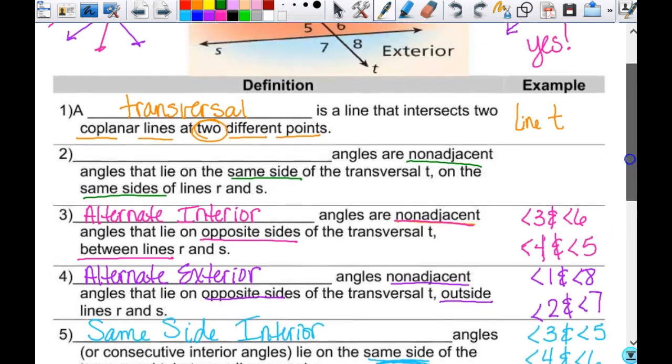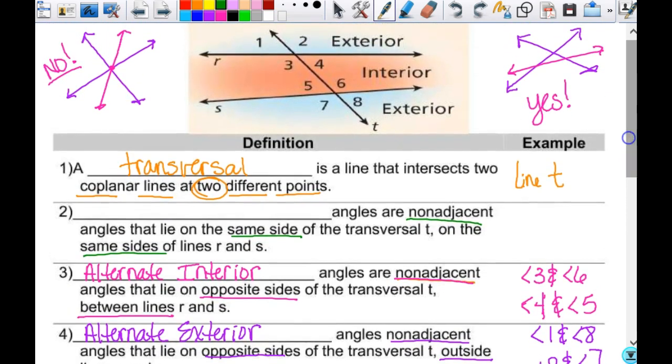So if they lie on the same side of the transversal and on the same sides of lines R and S, like 1, 3, 5, and 7 are all on the same side of the transversal, right? But they also have to be on the same side of R and S. It is not 1 and 7. 1 and 7 are same side exterior. But if 3 is underneath R, 7 is underneath S. So 3 and 7 are on the same side of the transversal, and they're in the same position. If you look at this set of 4 and this set of 4, 3 and 7 are in the same position. 1 and 5 are in the same position. Does that make sense to you?